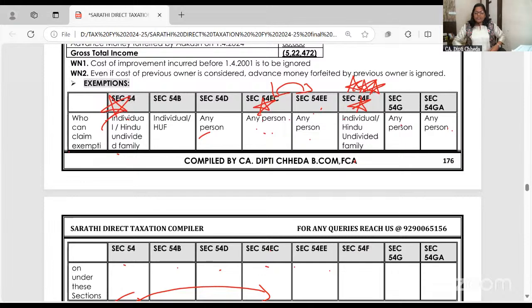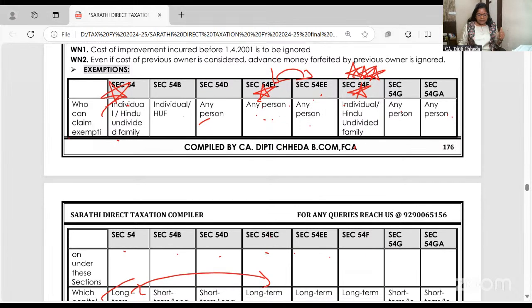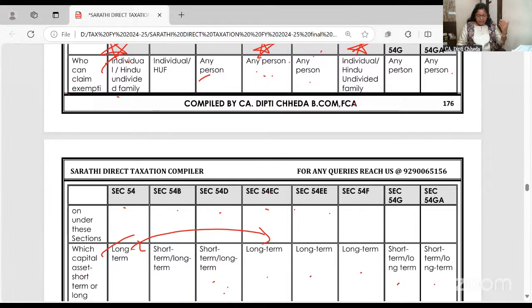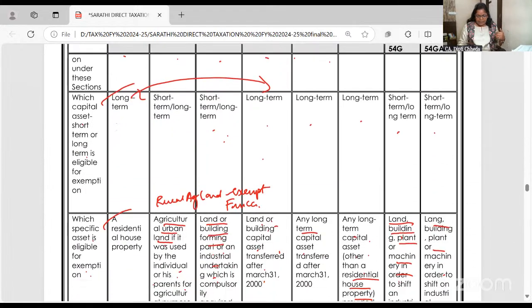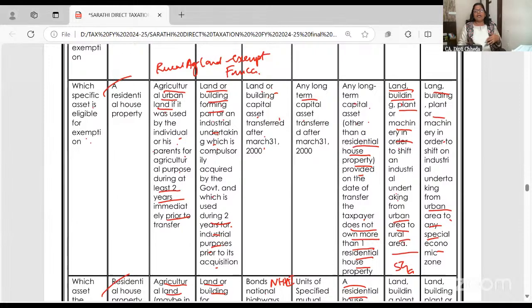Once again, I hope you all have followed. This is to make you learn now. Let us check it vertically. Yes. 54: Individual and HUF. Long-term capital gain. Sell the house, buy a house 1 year backward, 2 years forward, and 3 years forward for construction. Within 3 years, if you sell the new house, the exemption will be revoked.